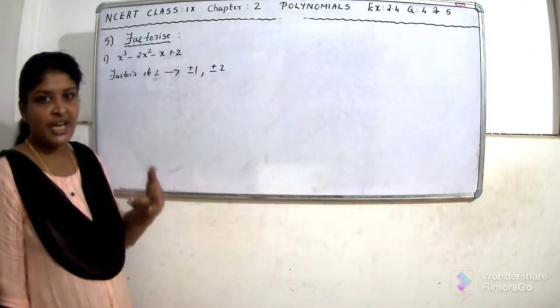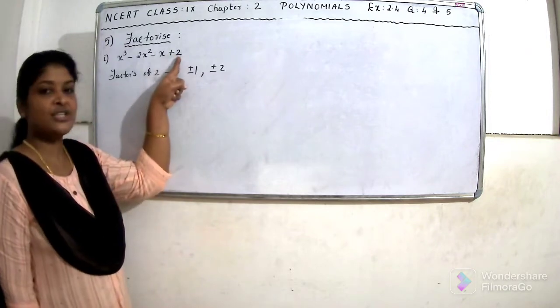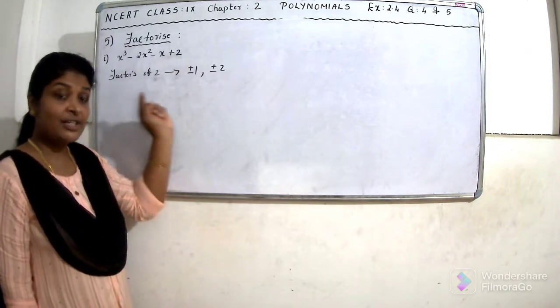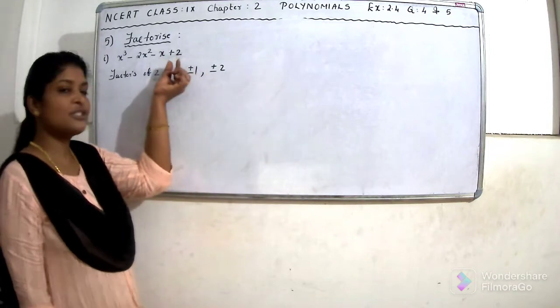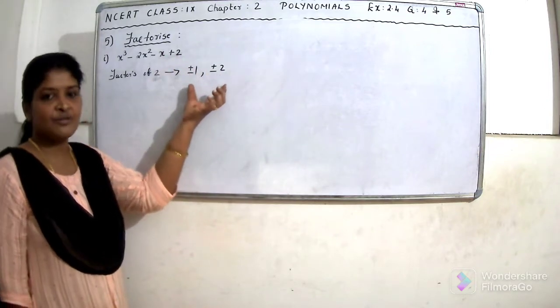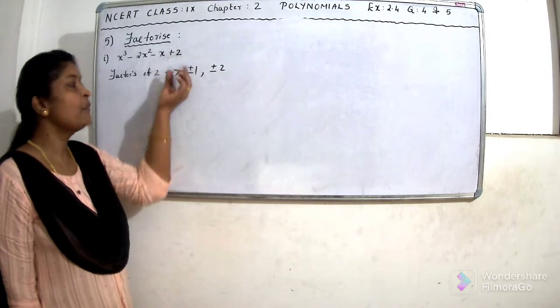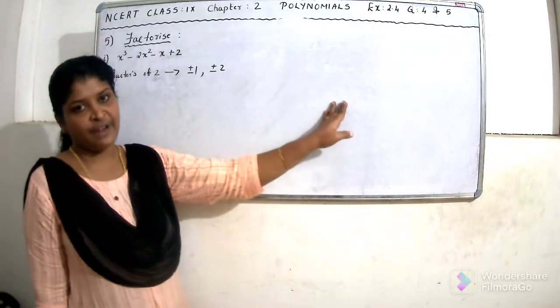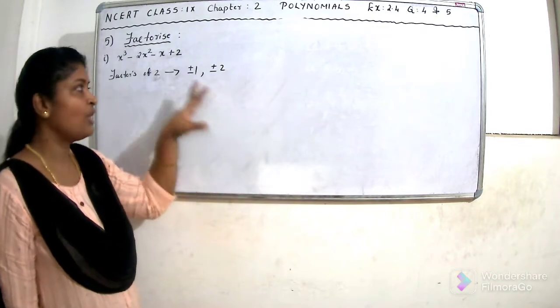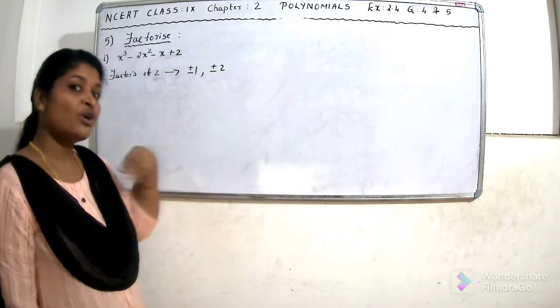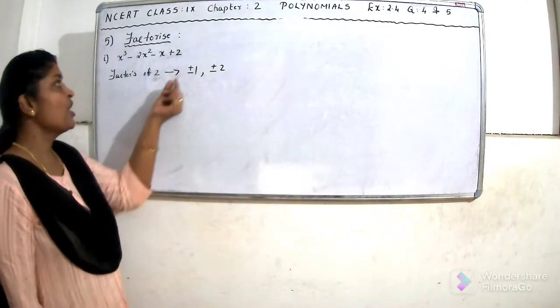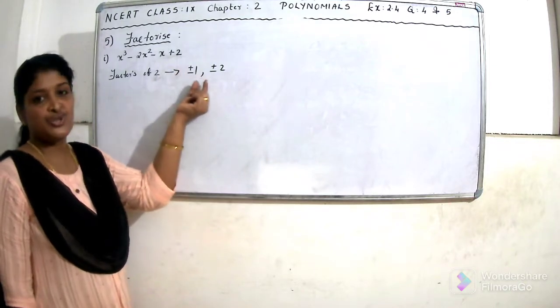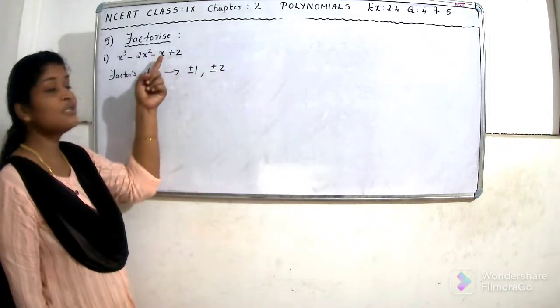That means, once again I am saying, whichever is the constant number, its factors we have to write. Here it is a small number, that is why there are only this many factors. If it is a big number, the factors will be more. So we have to write down all the factors, including both signs. Now what is the second step? Second step, we have to substitute these values in this polynomial.